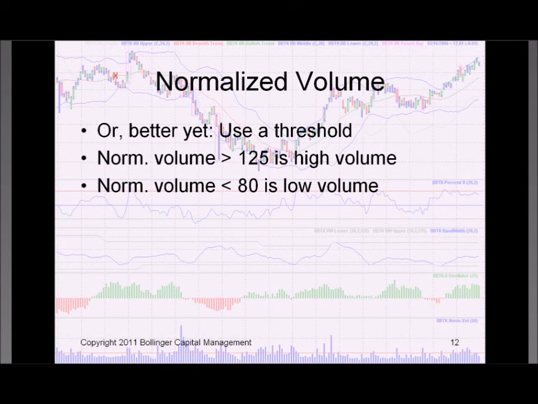Where it really starts to make sense is when we get into some really volatile times, and we say volume of 200% of average is high volume. Well, then you want to use volume of 50% of average as low volume. So you can see the numbers scale in a ratio manner.